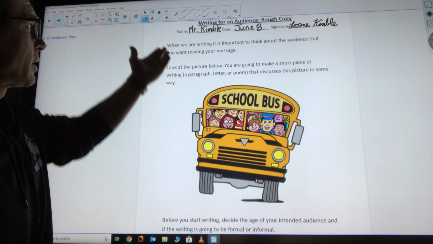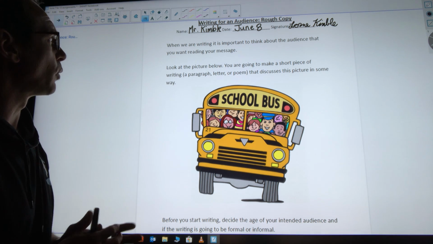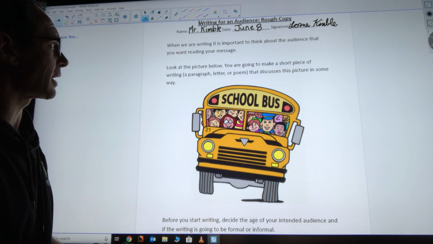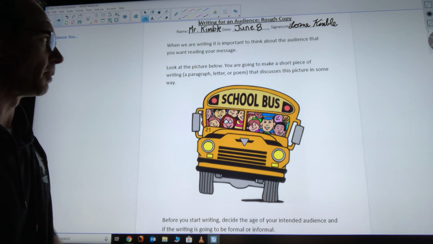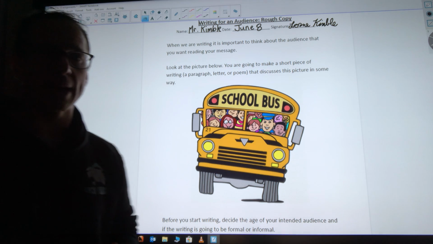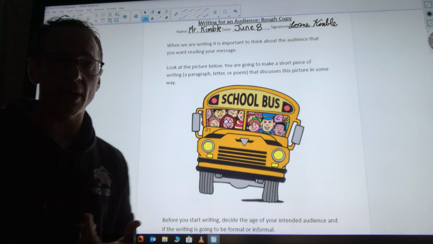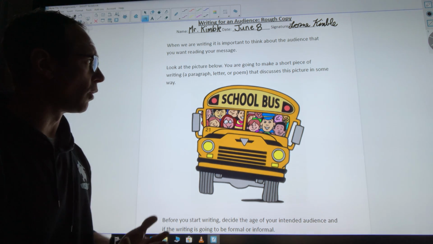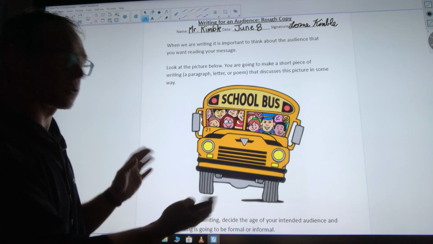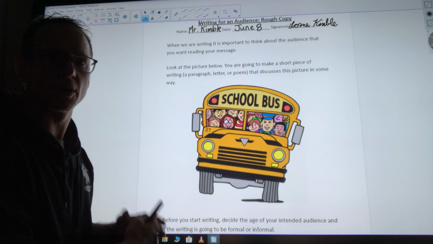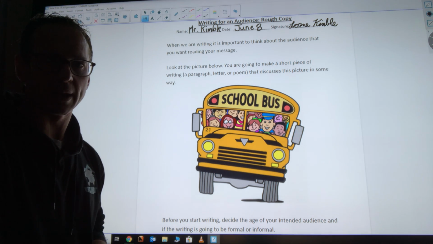So you can see at the top, it says, when we're writing, it's important to think about the audience that you want reading your message. You're going to look at this picture here of this school bus. You're going to make a short piece of writing. That writing can be a paragraph, a letter, or a poem. And I want it to discuss this picture in some way. So it needs to describe the picture or tell about something that's important when it comes to this picture.